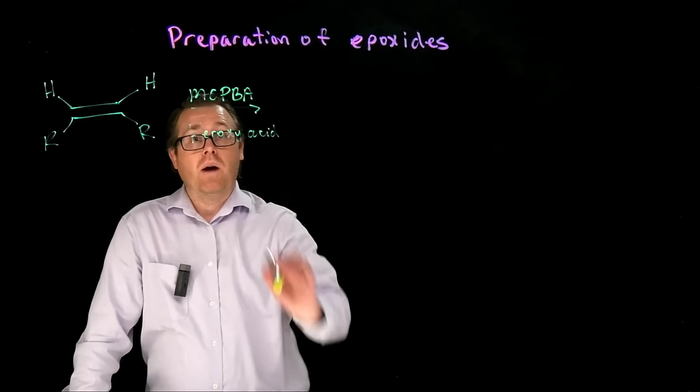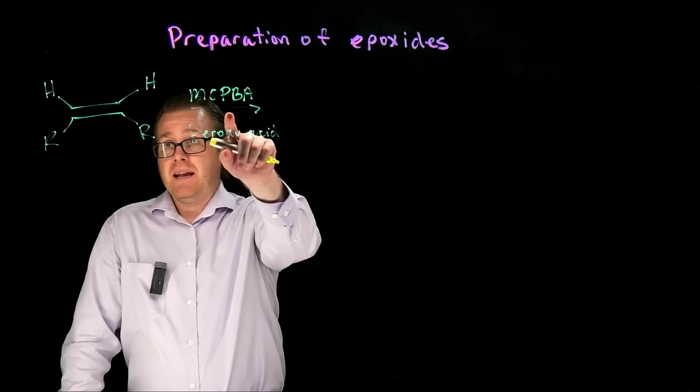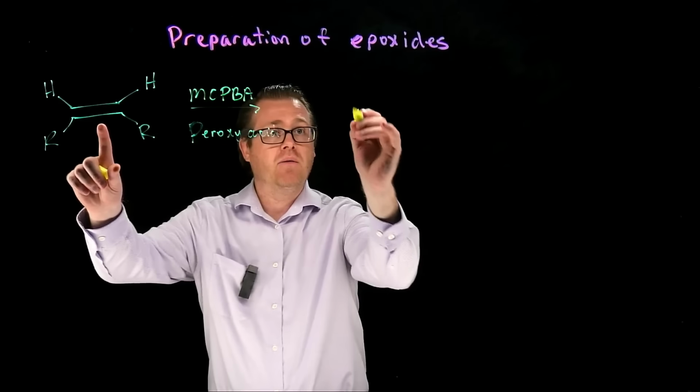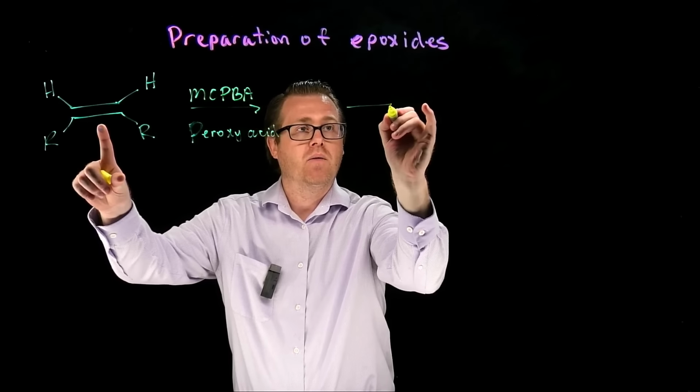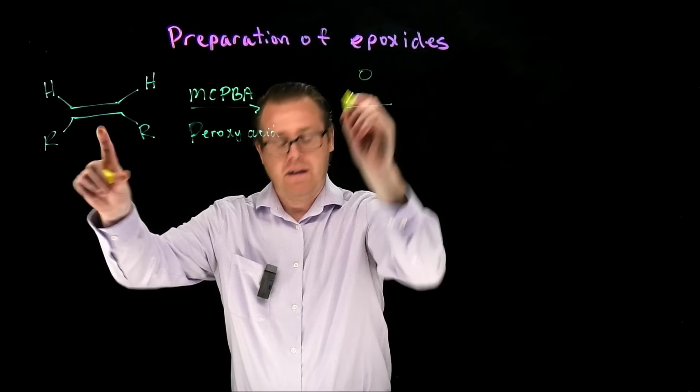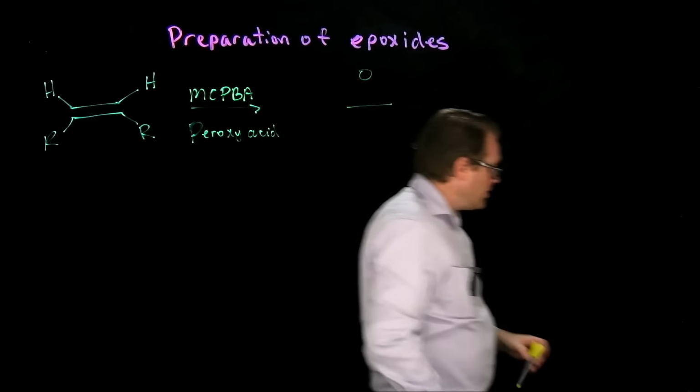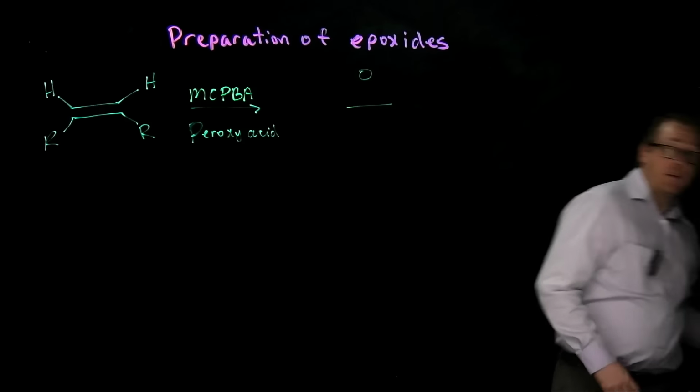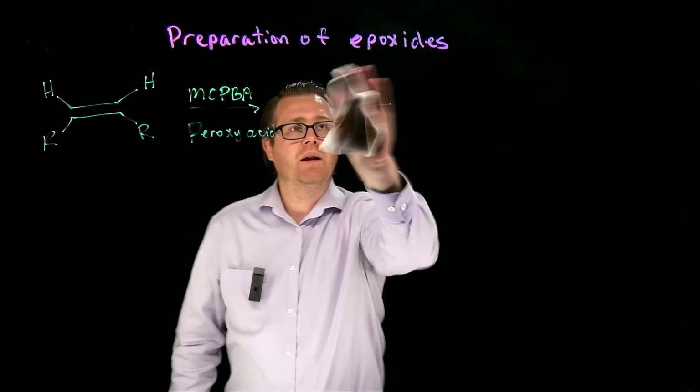Now, when we take MCPBA and treat it with an alkene, what are we going to generate? We are going to generate an epoxide. This marker is also dying on me.